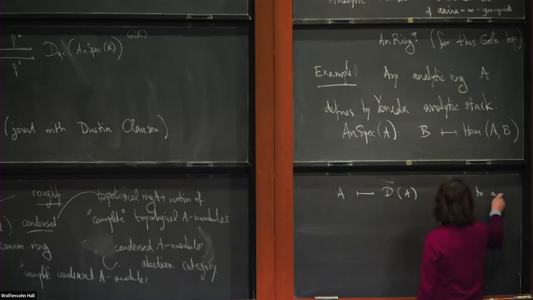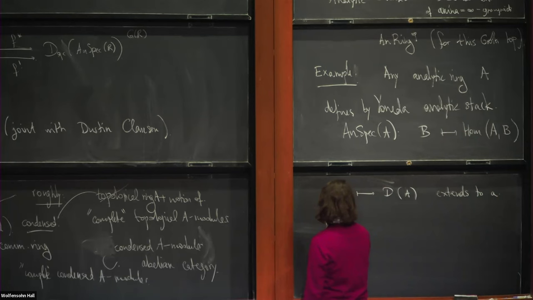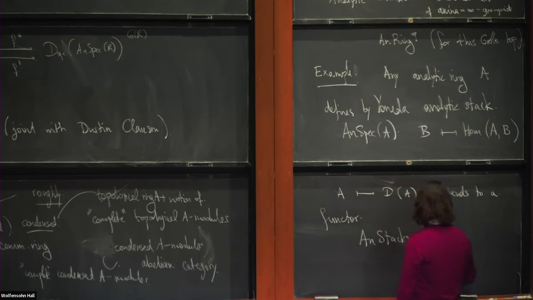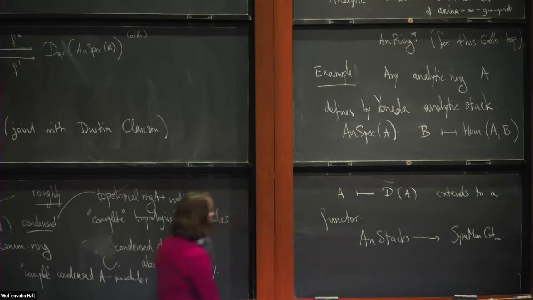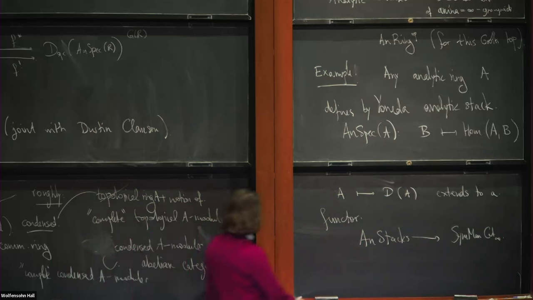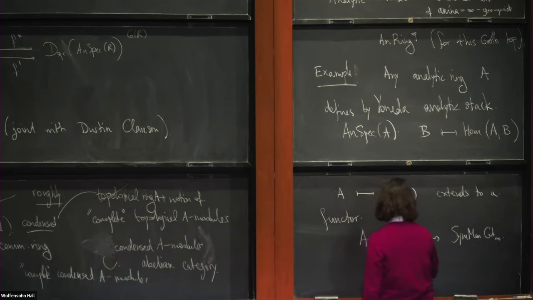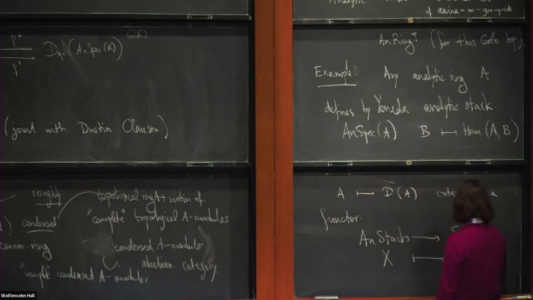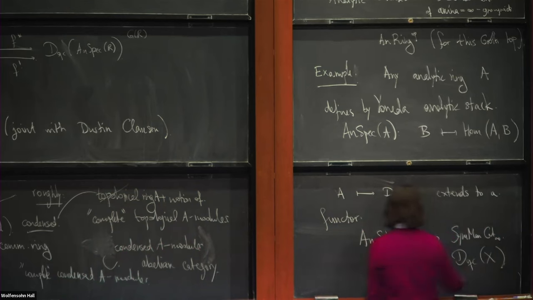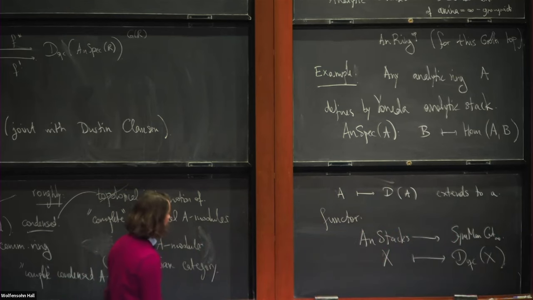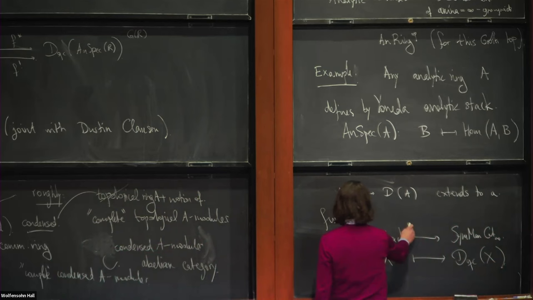So it extends to a functor from analytic stacks to symmetric monoidal categories, infinity categories. I mean, actually presentable ones. Taking any A, any X, to what we call the derived category of quasi-coherent sheaves on X, and it's contravariant.